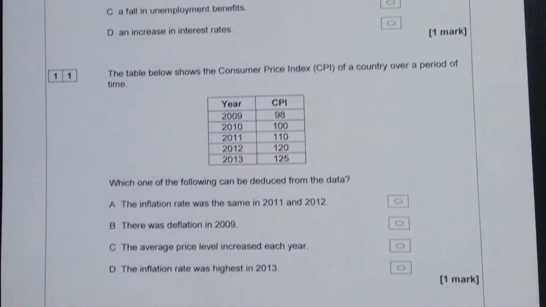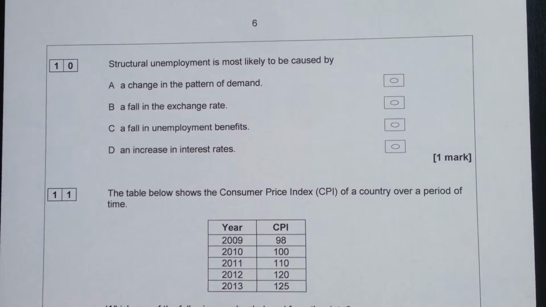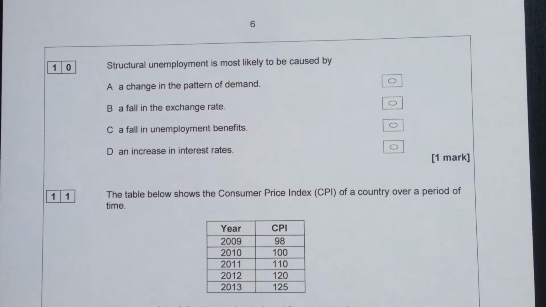Okay, so now we move on to question 10. Question 10 says that structural unemployment is most likely to be caused by A, a change in the pattern of demand, B, a fall in the exchange rate, C, a fall in unemployment benefits, D, an increase in interest rates. Structural unemployment is where there's mass unemployment in one industry in the economy. So one industry maybe declines, so the unemployment in that industry rises. So we're looking for something that will cause the unemployment in one industry to rise.